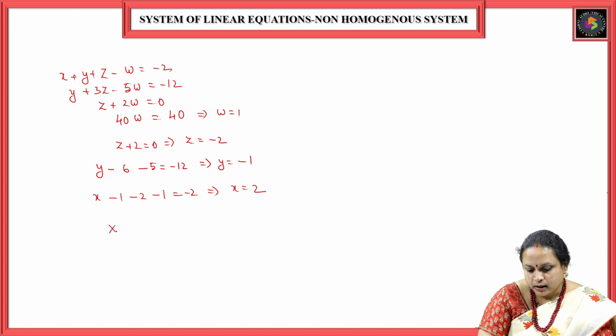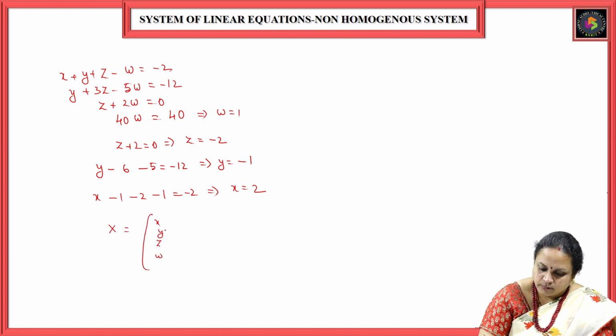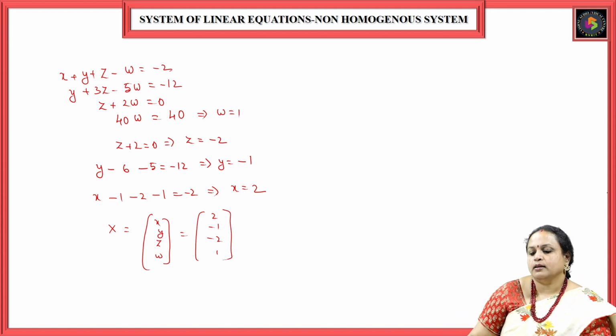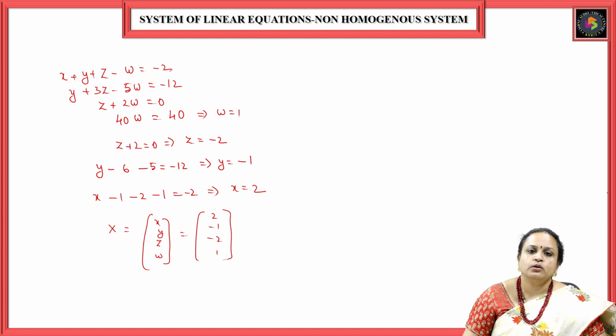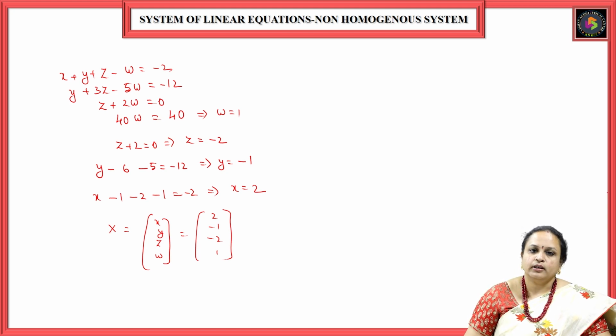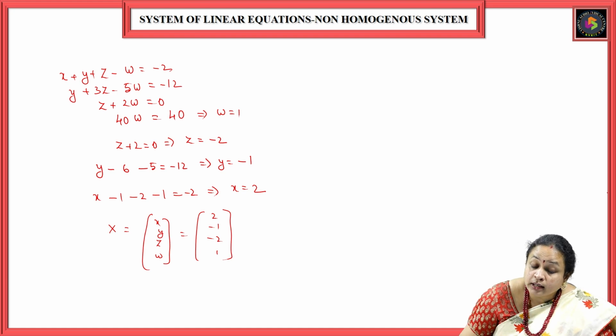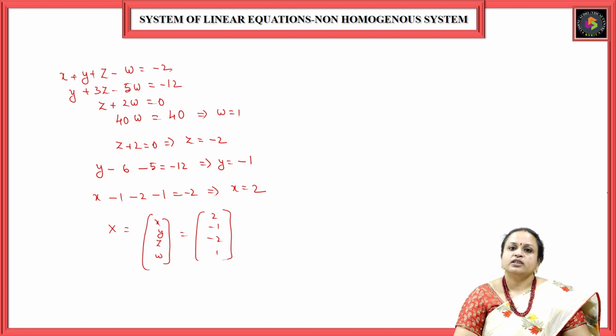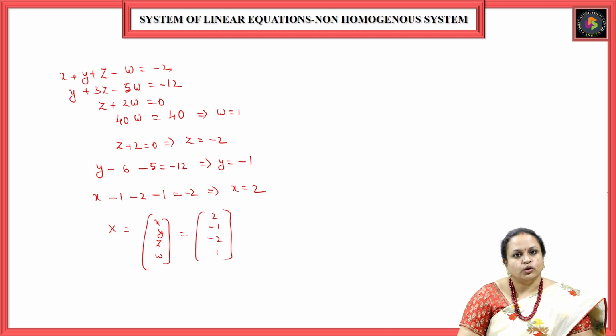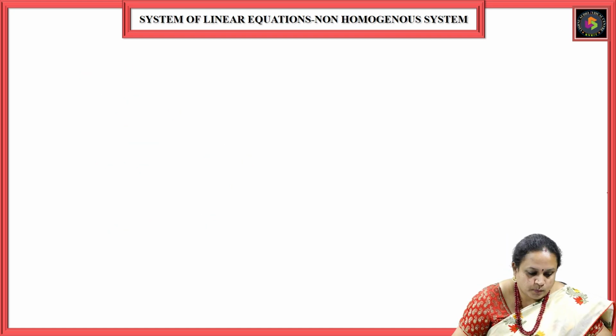So the unknown matrix is 2, minus 1, minus 2, 1. This is the unknown matrix which we are going to get. So this is how we find the solution of any given system of equations which has a unique solution. So let us see one more problem.